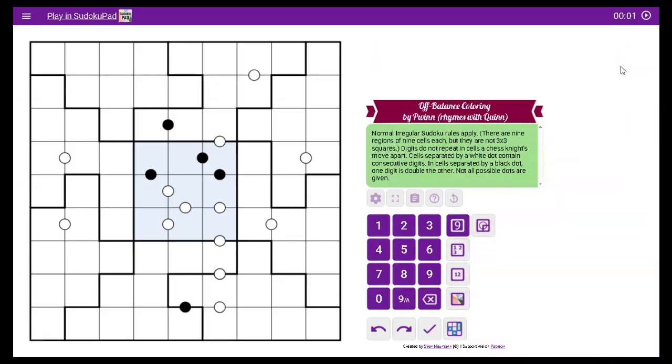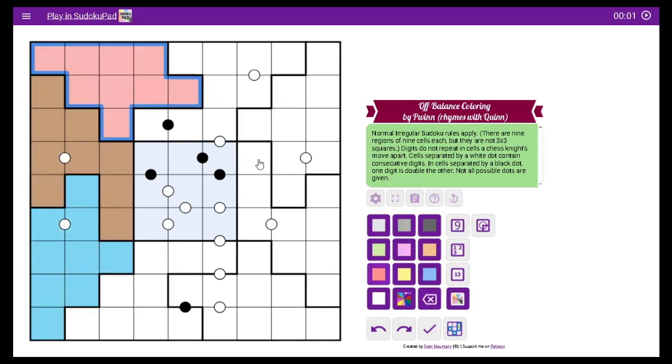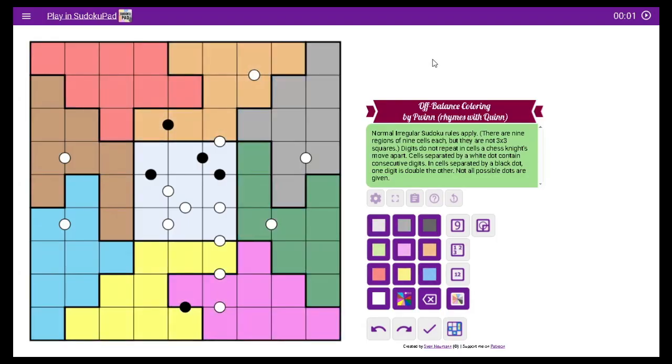Rules are as follows. Normal irregular Sudoku rules apply. There are 9 regions of 9 cells each, but they are not 3 by 3 squares. So the digits 1 to 9 must go once each in every region, and these are the regions, which I will color. Color the region this yellow. This. Okay. Digits do not repeat.